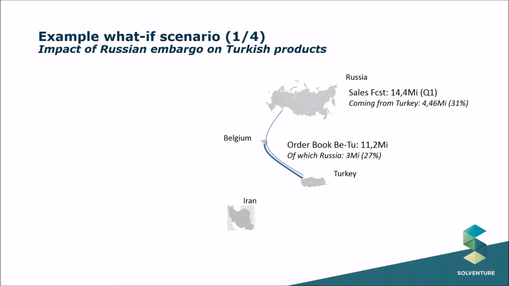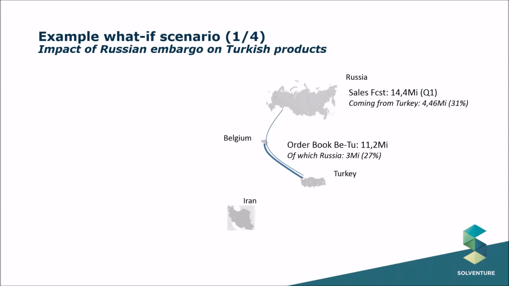This is an example from a customer. So it's a real-life case, but of course the figures are fake. The figures have been transformed. But it's a company which was selling into Russia and which is selling, amongst others, products coming from Turkey. So you might remember that in the beginning of the year, all of a sudden Russia called an embargo on Turkish products because Turkey had shot down a Russian MiG, still debated whether it was on Turkish soil or whether it was on Syrian soil.